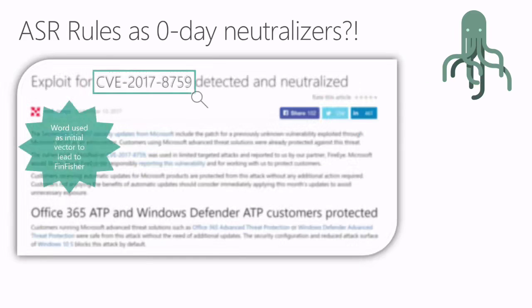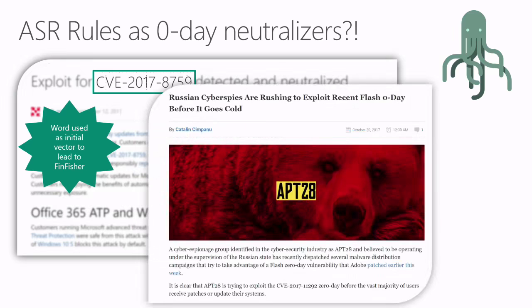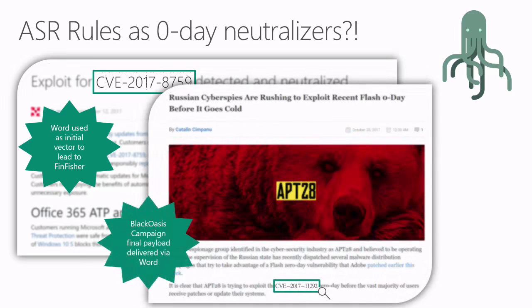So I have a couple of different examples here. This CVE, and actually these CVEs are all in different products. So this CVE is a CVE in .NET, but in this case, Word was used as the initial delivery vector. The payload that was downloaded to the victim's machine here was FinFisher. So this is a commercial surveillance package for those who are familiar with it. But in this case, again, if you had that no child proc rule turned on, this would not have been effective. A second example. This CVE is a CVE in Adobe Flash.